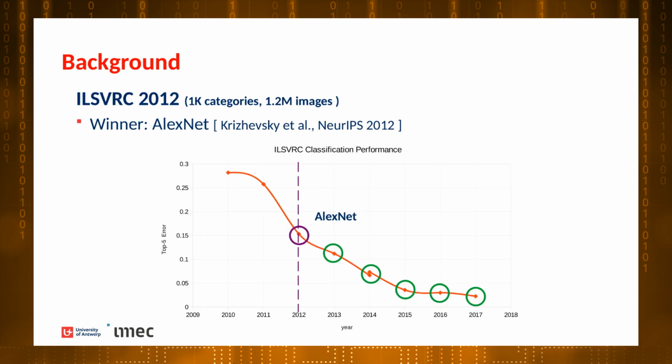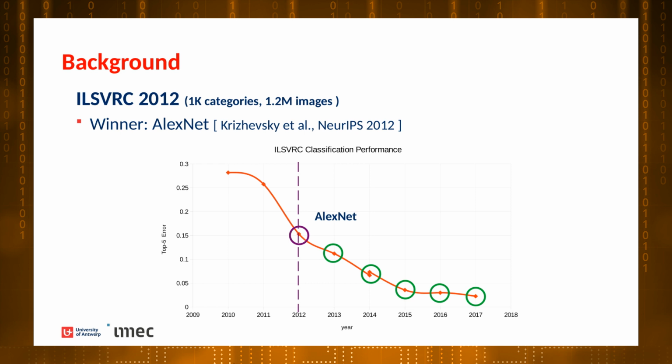But what happened in 2012? Well, what happened was what we see there. This is the performance plot, with the top 5 error on your vertical axis, on the ImageNet large-scale classification challenge. That challenge entails 1 million images, composed of 1,000 object categories. And the idea was that the algorithm needed to be able to recognize, given an image, which of the 1,000 categories was present.